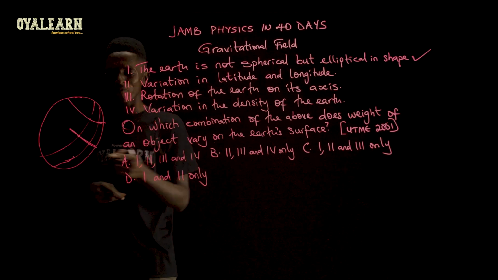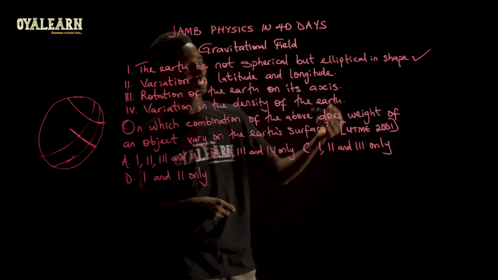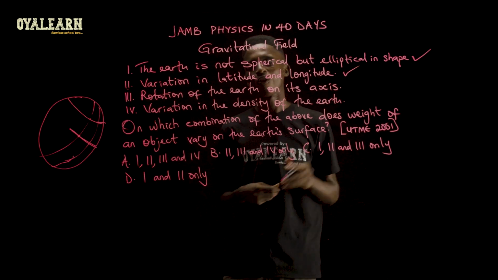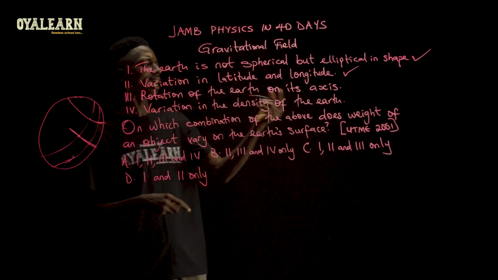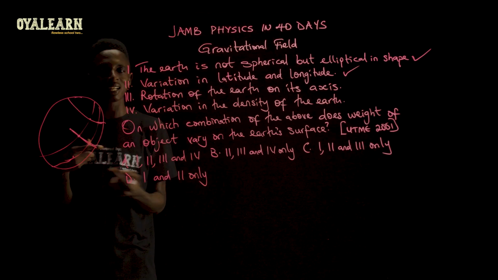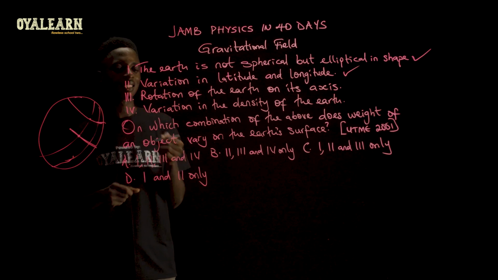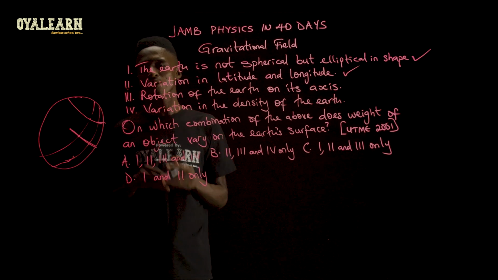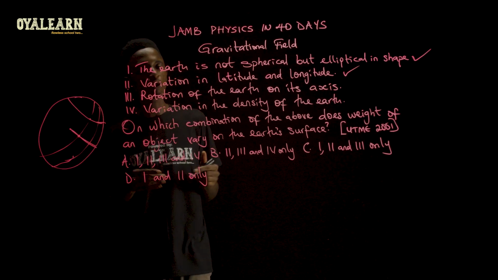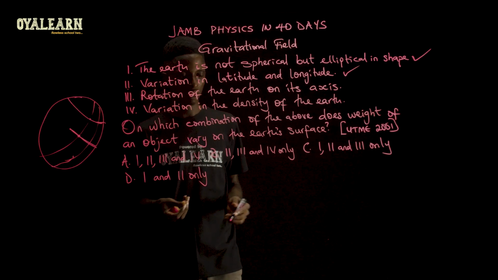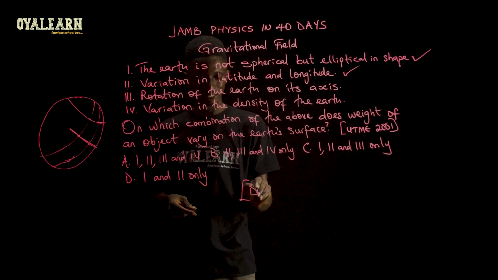And while saying that, we've mentioned longitude and latitude, so that tells us that the variation in longitude and latitude also affects the weight of objects on the surface of the Earth. However, rotation of the Earth on its own axis has no telling on the weight of objects. It does not affect it in any way. And in the same way, variation in density of the Earth also does not affect the weight of objects on the Earth's surface. So the two correct statements there are 1 and 2. And considering the options provided, that will mean the answer is D.